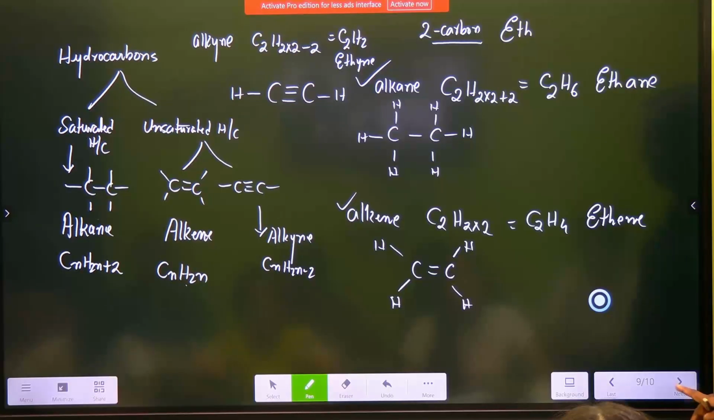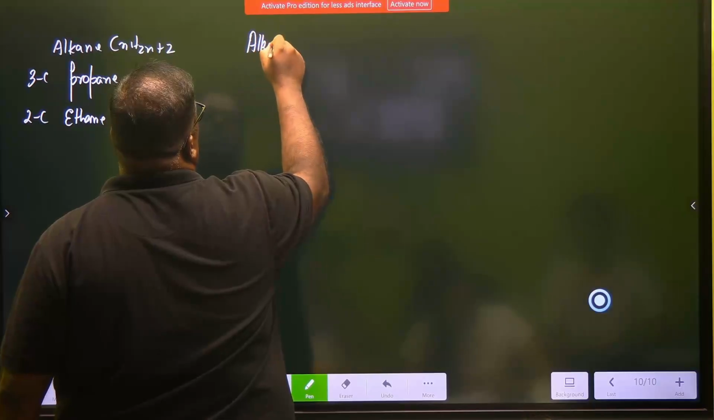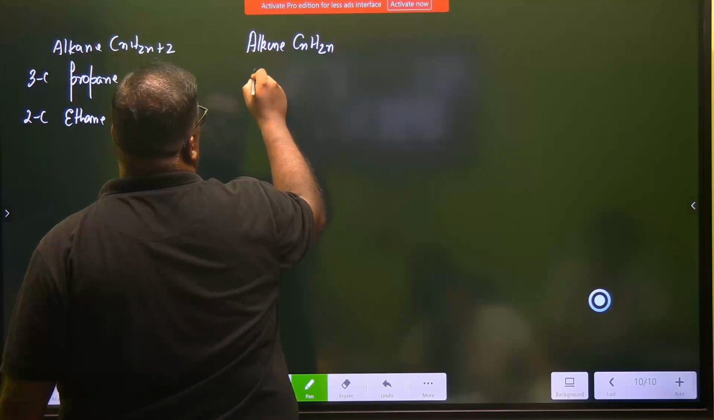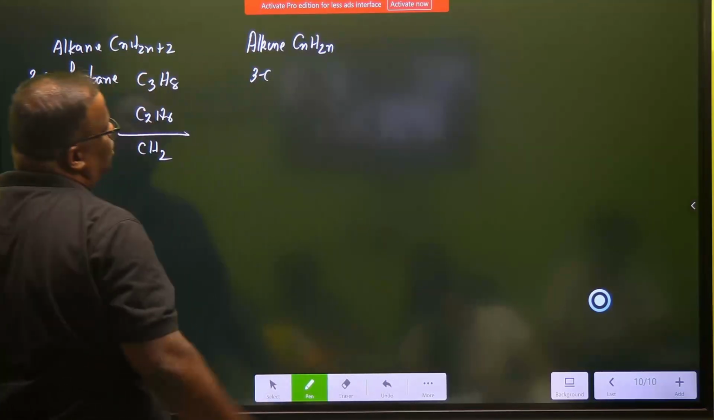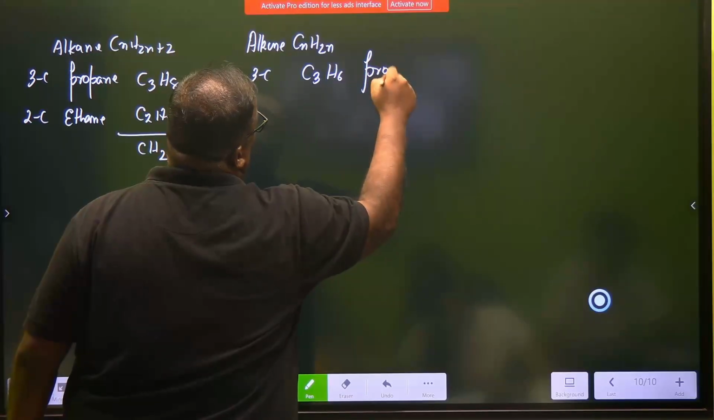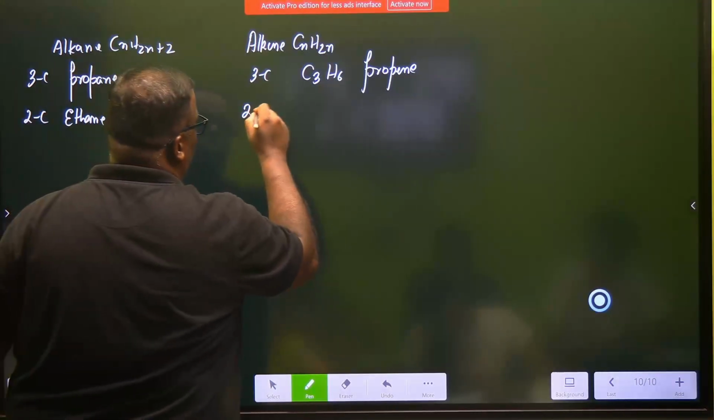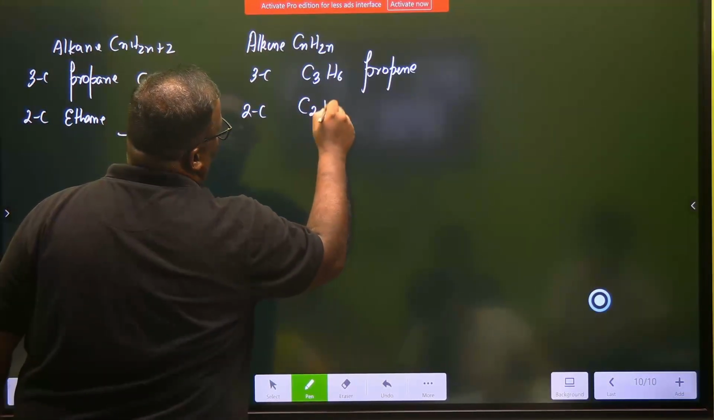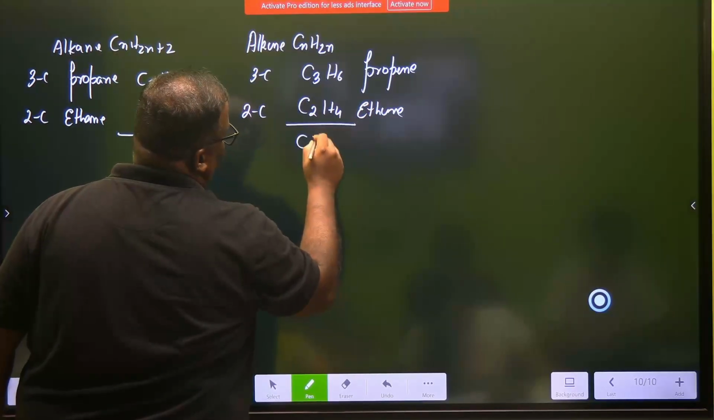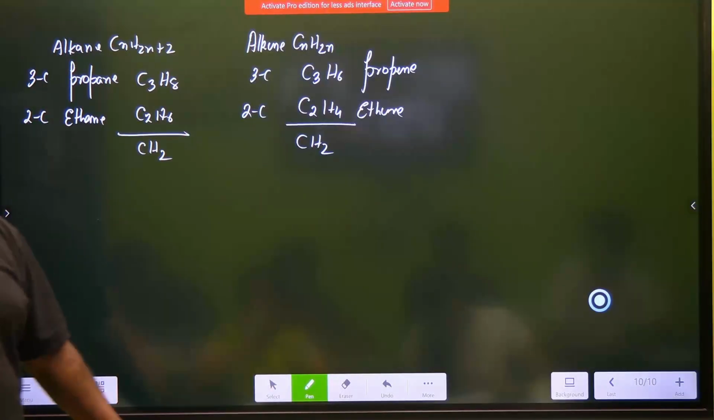Can I? Okay. So let's see alkene. CnH2n. So we take the 3 carbon one. 3 carbon means how much it should be? C3H6. Name is propene. Whereas if you take the 2 carbon, then it is C2H4. Ethene. See the difference? CH2. Here also the difference is CH2 only.